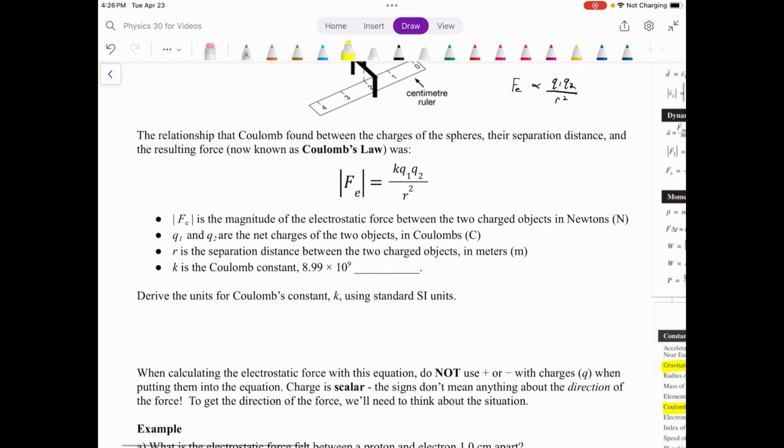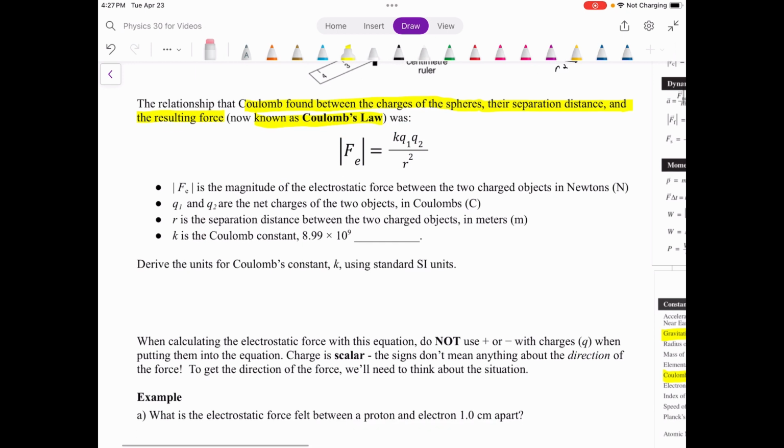So the relationship that Coulomb found between the charges of the spheres, their separation distance, and the resulting force is now known as Coulomb's law. From now on, if I refer to Coulomb's law, what I'm talking about is this equation here: Fe equals kqq over r squared. Notice that the relationship part that we talked about is in there. It's directly proportional to the charges and inversely proportional to the distance between them squared.